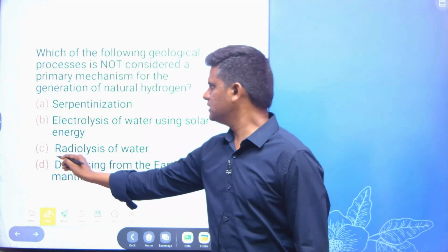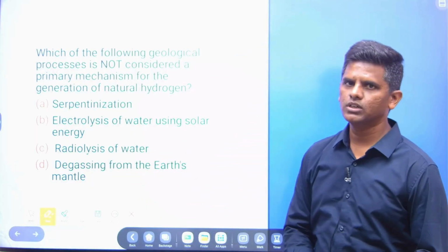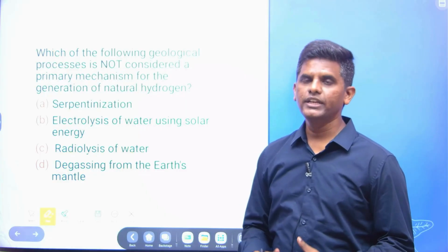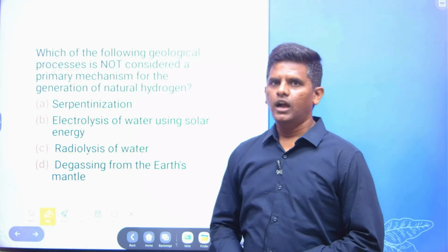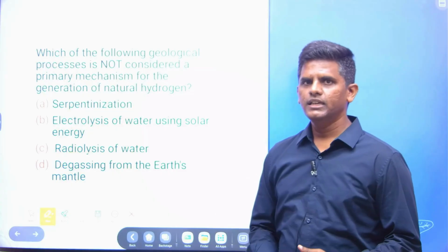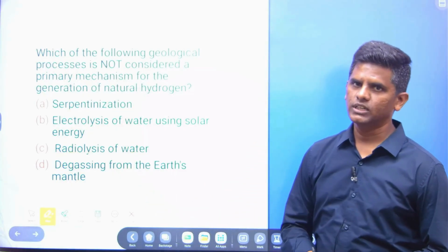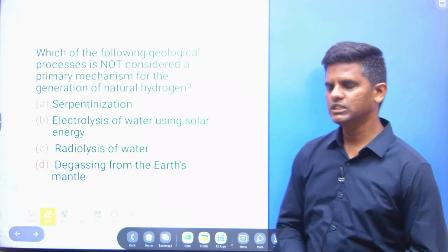And third is radiolysis of water. What does this mean? Some of the earth's rocks contain naturally radioactive minerals like uranium and thorium, and when they decay, if water is present, radiolysis of water happens and basically hydrogen and oxygen are separated, so hydrogen is produced.